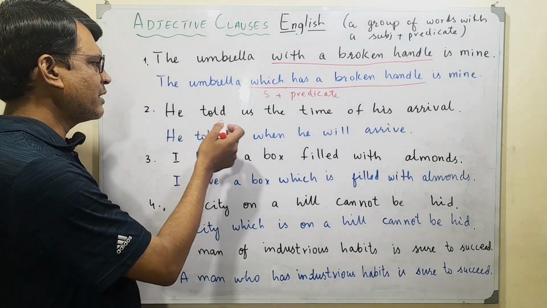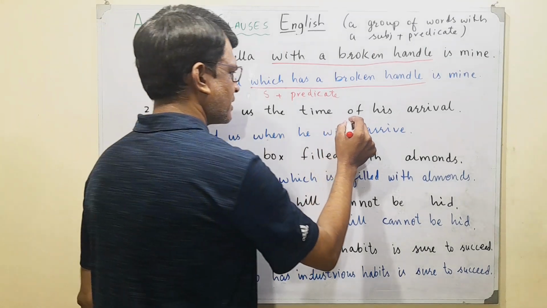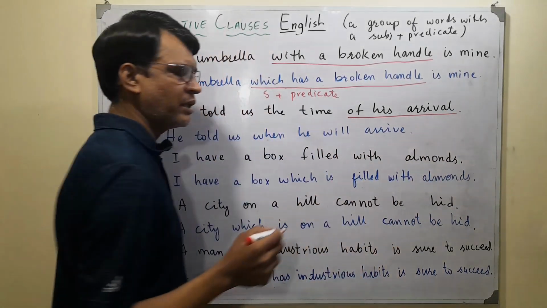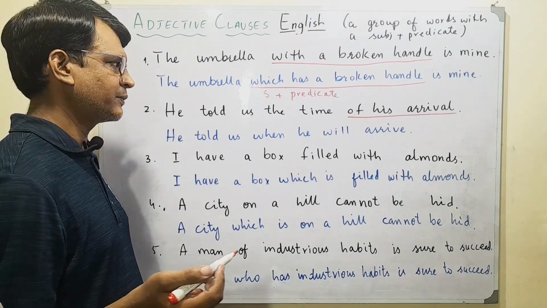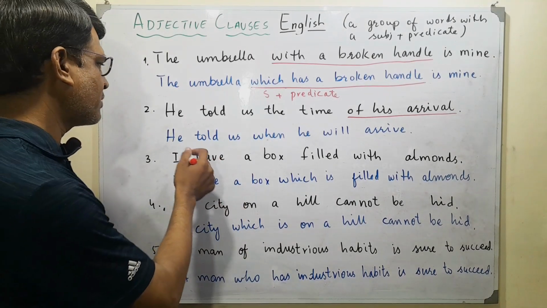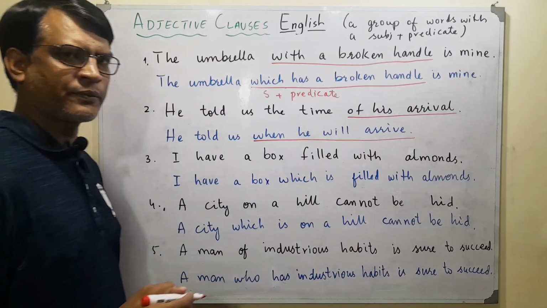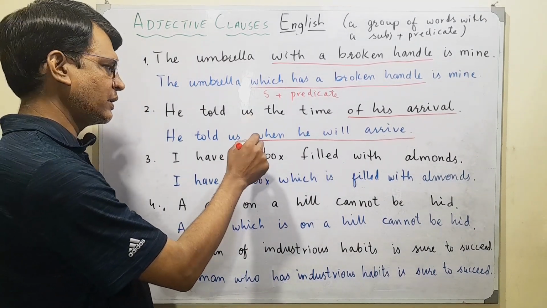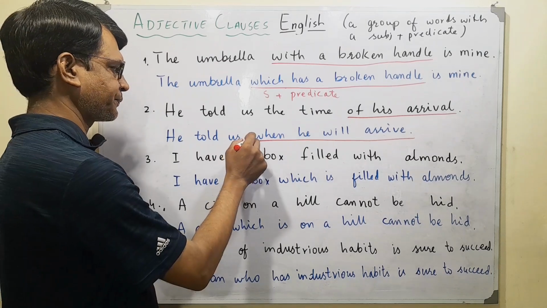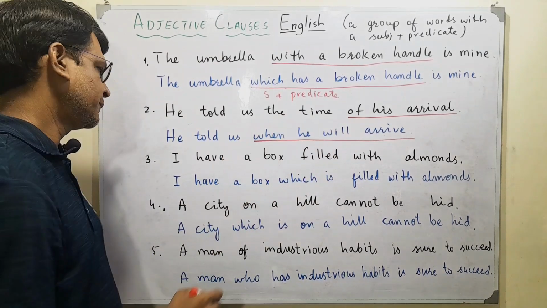The next is: he told us the time of his arrival. The phrase is of his arrival. That's the phrase, which is an adjective phrase. And how do we change it? We say: he told us when he will arrive. We are using an adjective clause here, with "when" plus subject and verb.